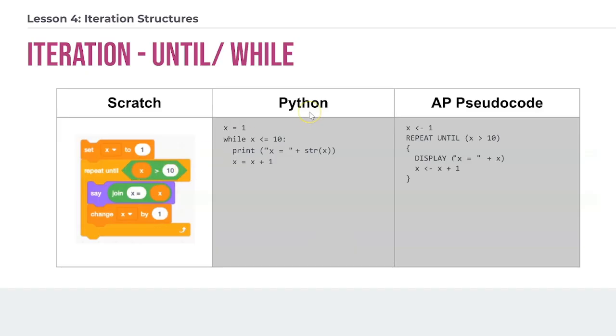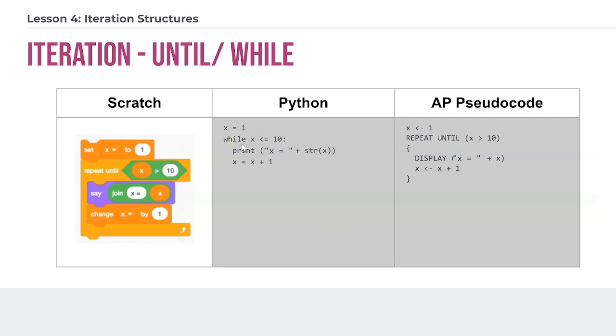In Python, we don't have a repeat until. Instead, we have a repeat while. While this is true, continue repeating. So it's sort of like the opposite of repeat until. And if you want to have the same effect, then you have to switch your comparison operator here. So in Python, to do this same loop, you would say while x is less than or equal to 10, right? Another way to say while is as long as.